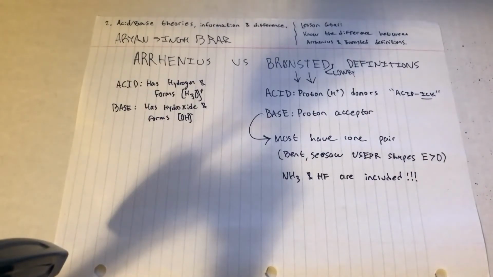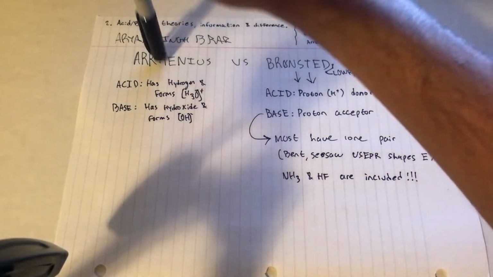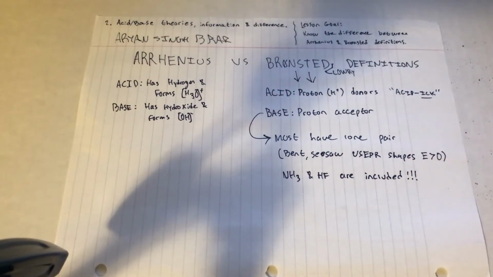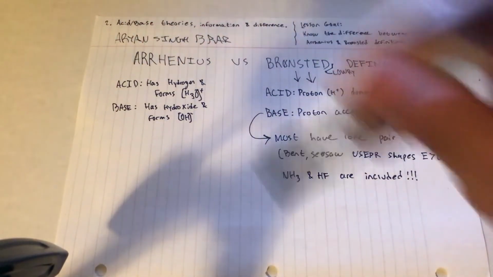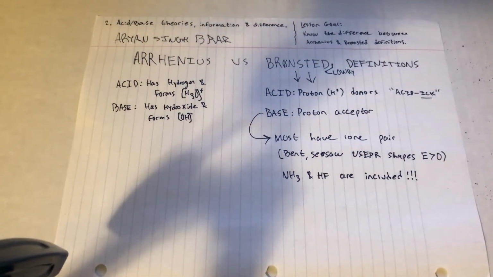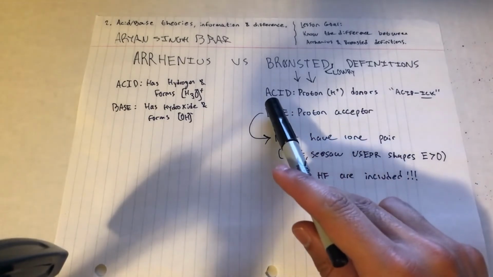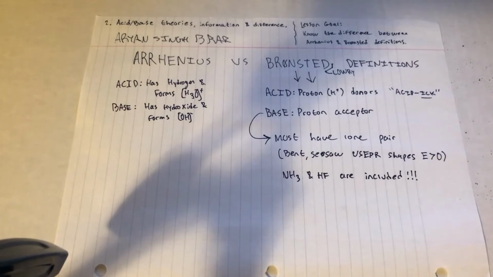So the goal of this lesson is to understand the difference between these two definitions of acids and bases. You learned the Arrhenius definition in the last video, but that's something more like grade 10, 11. The more grade 12 and university definition of acids and bases is called the Bronsted-Lowry definition. So in this, acids are proton donors, meaning they will donate hydrogen cations, which are essentially just protons.